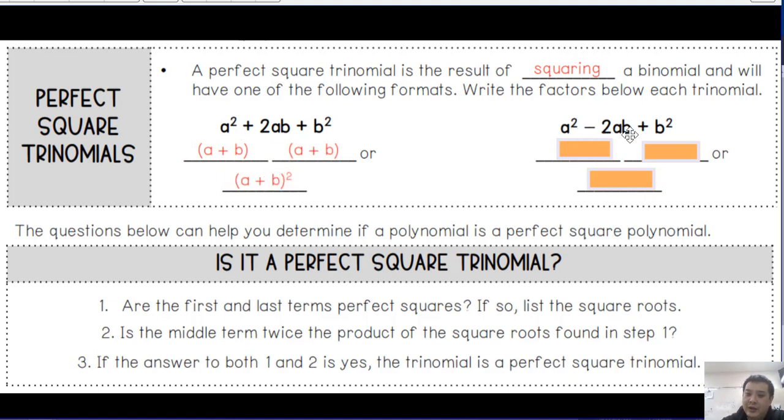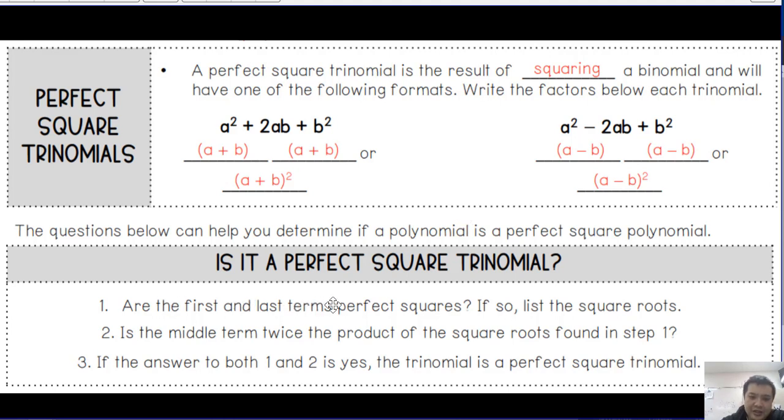a squared minus 2ab plus b squared. If we have a polynomial that has this pattern, it's going to be a minus b and a minus b, or a minus b squared. Okay. So, is it a perfect square trinomial? These are the questions that can help you determine if a polynomial is a perfect square polynomial.